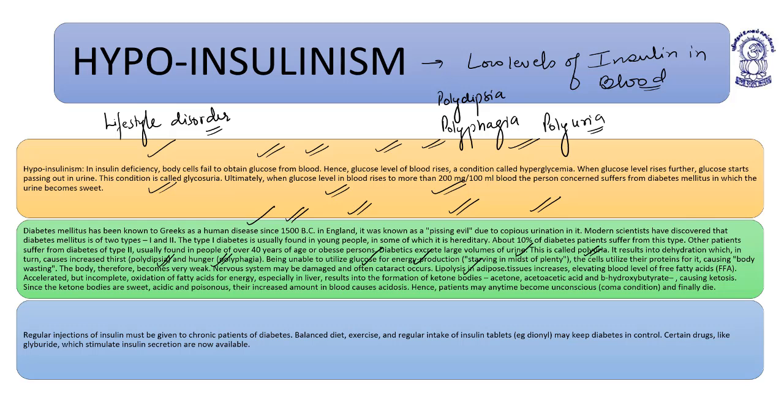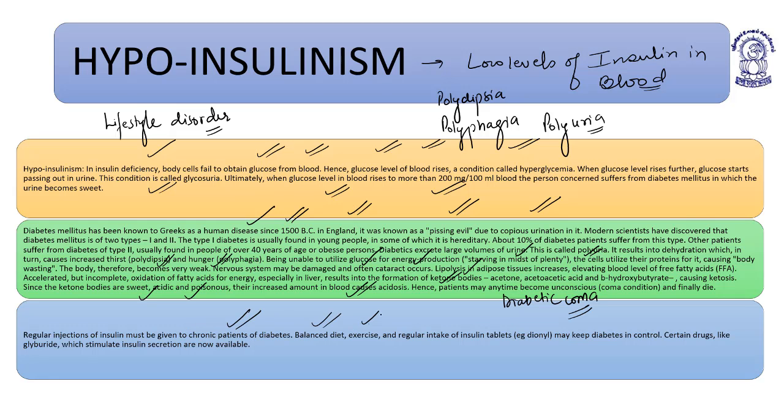Lipolysis, the breakdown of fat in adipose tissue, increases, and the blood level of free fatty acids rises. Accelerated but incomplete oxidation of fatty acids for energy, especially in the liver, results in the formation of ketone bodies: acetone, acetoacetic acid, and beta hydroxybutyrate, causing ketosis. Since the ketone bodies are sweet, acidic, and poisonous, their increased amount in blood causes acidosis. Hence, patients may anytime become unconscious and finally die. This is known as what? Diabetic coma or diabetic ketoacidosis.